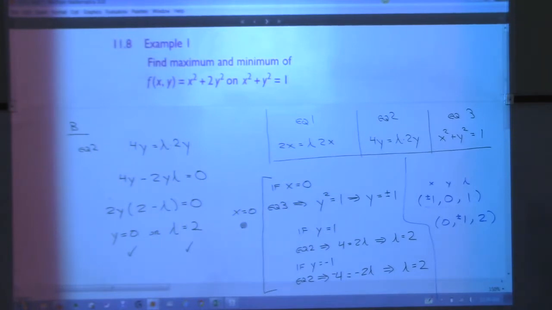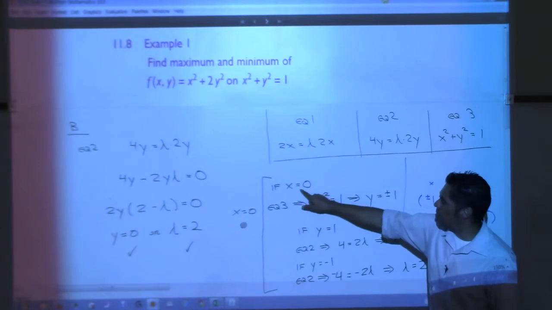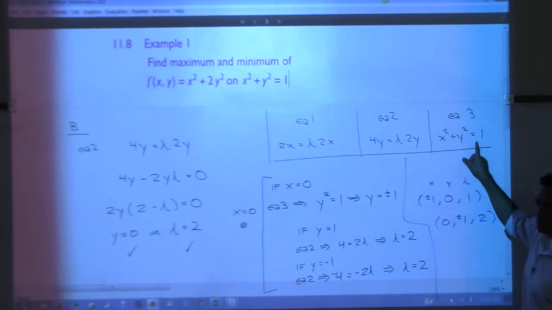Yes? Equation 3 is always going to be a circle? No, equation 3 is not always a circle. Will we ever be able to gain something from equation 3? Well, we gained from equation 3 right here. Remember when x was 0, didn't we use equation 3 to get y? Right? So we will use it, definitely, just not as your initial starting point.